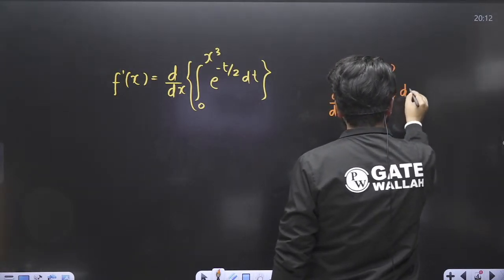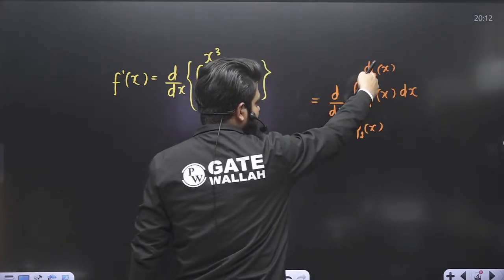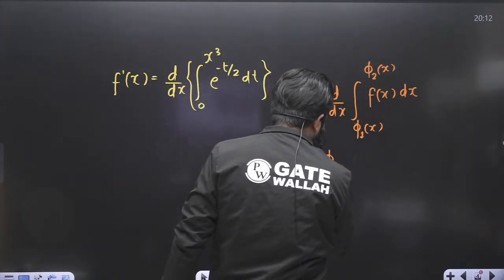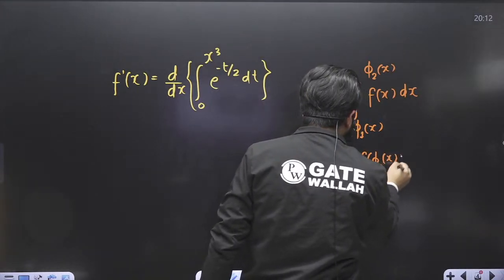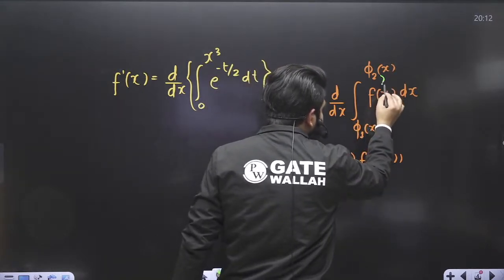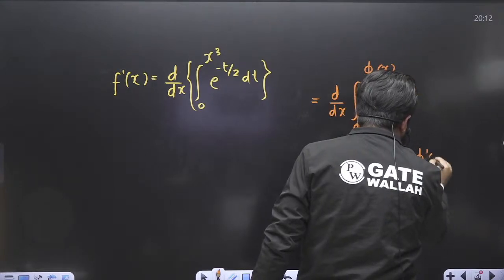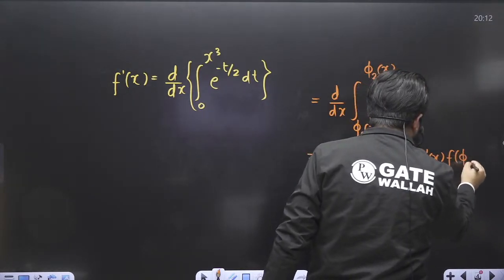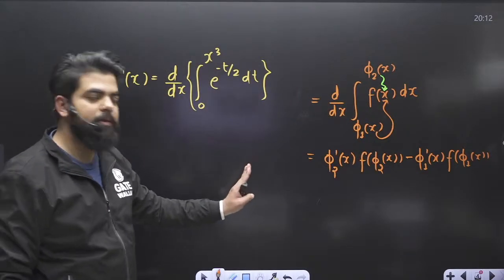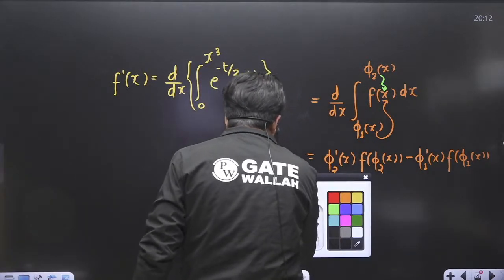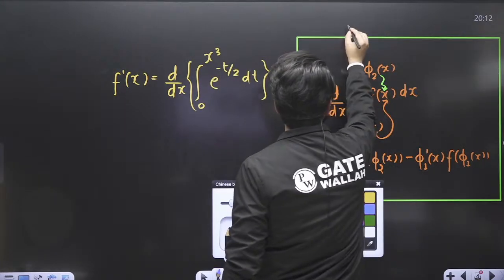I have given you this expression d by dx of the integral from phi 1(x) to phi 2(x) of f(x) dx. So what is the formula? First of all, you write phi 2(x) inside the function, so it is phi 2 dash x times f of phi 2(x), and differentiate phi 2(x), minus differentiate phi 1(x) and write phi 1(x) inside the function. This is called Leibniz theorem. Those who don't know what is Leibniz theorem, I have written it here. You can take the reference from here.